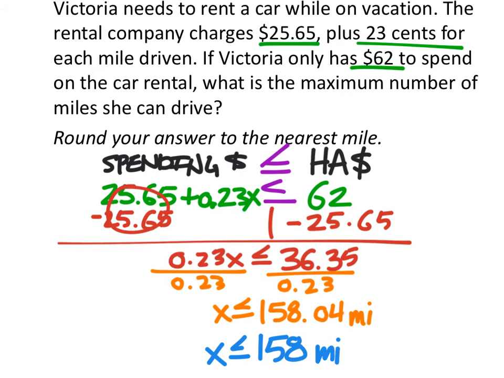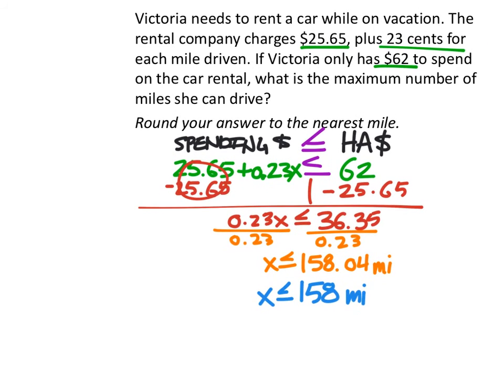So yeah, since it's a word problem, we'll write this as a sentence, because everyone loves writing sentences in a math class. So, Victoria, right? Victoria can drive at most 158 miles. And yeah, you could say she can drive 158 miles or less, or I don't know, I'm struggling to find ways to restate that, but I think you guys get the picture.